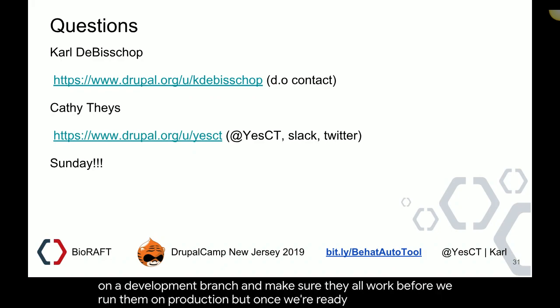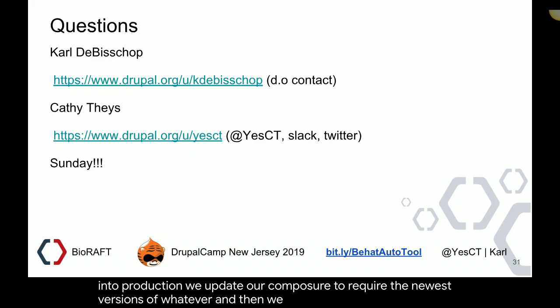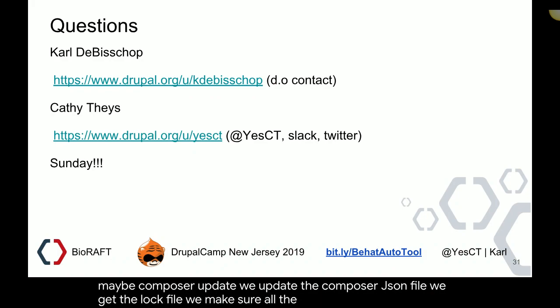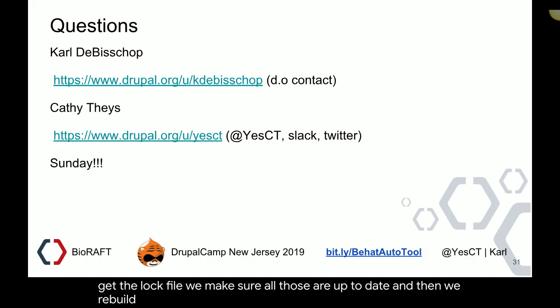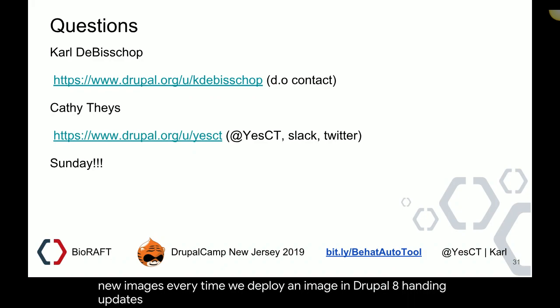But once we're ready to integrate those into production, we update our composer to require the newest versions of whatever, and then we do something like we run maybe composer update, we update the composer JSON file, we get the lock file, we make sure all those are up to date, and then we rebuild our images with all those changes, and then we deploy the new images. Every time we deploy an image in Drupal 8, any pending updates run automatically.